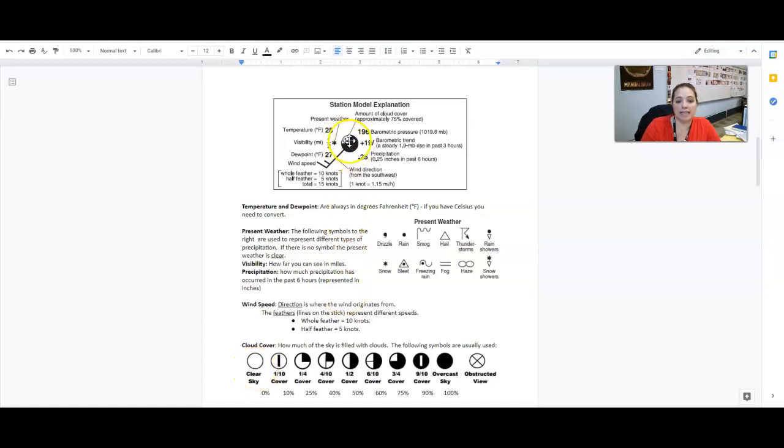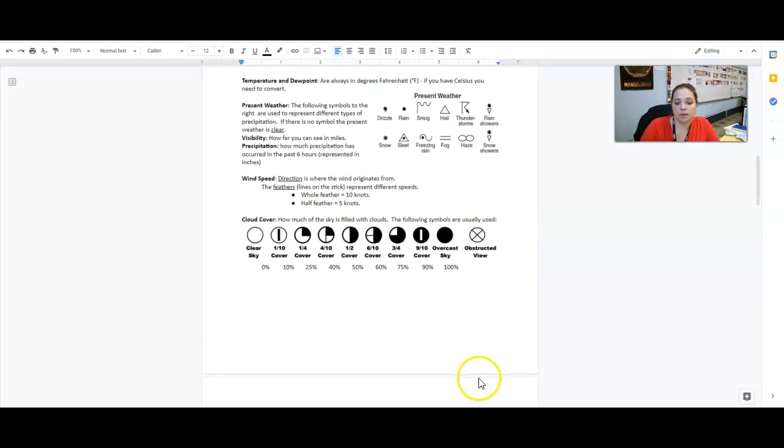Cloud coverage, that's inside. Right here, it gives you the percentages. This is 0%, 10%, 25%, 40%, 50% covered by clouds, 60, 75, 90, 100. An obstructed view, like if you have a building in front of you and you couldn't see, or if you have a tent over you and you couldn't see.